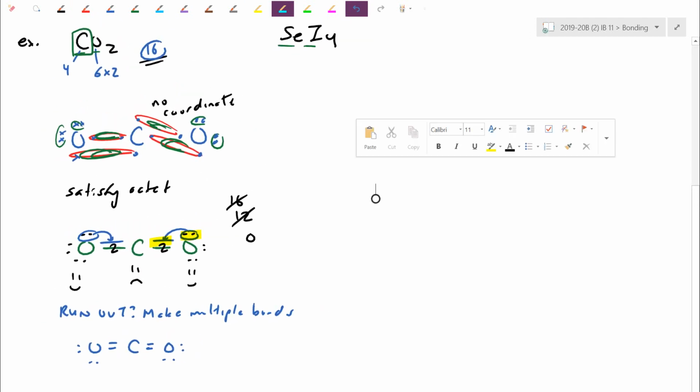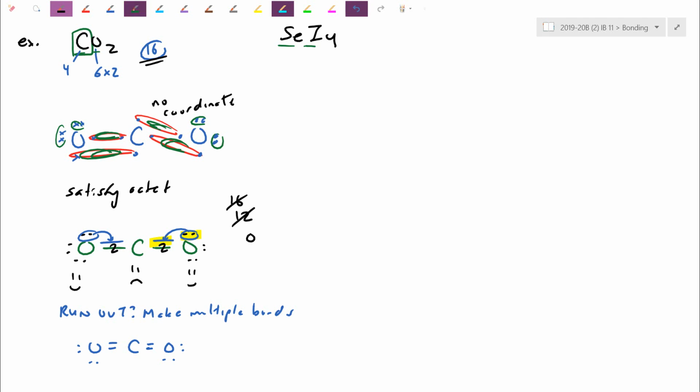It's a double-double. On this side, let's do SeI4. I would just go straight to the rules. Usually, if the molecule is not simple, your brute force method doesn't really work. And usually, they don't ask you, is there a coordinate bond, in every question anyway. So let's just go straight to the rules.